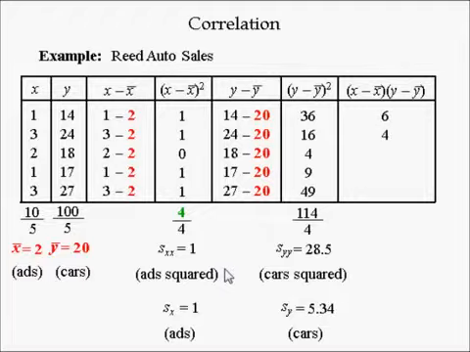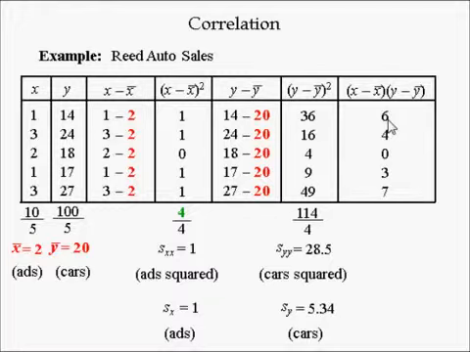The products of deviations from the sample means are computed by multiplying the values of the x minus x bar column by the corresponding values in the y minus y bar column. The product of x's first deviation from the sample mean, minus 1 ad, and y's first deviation from the mean, minus 6 cars, equals 6 ad cars. The negative times a negative is positive, which is why this is 6.